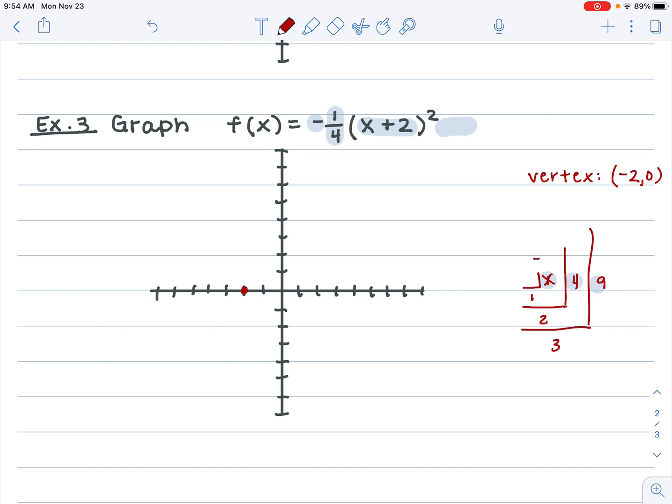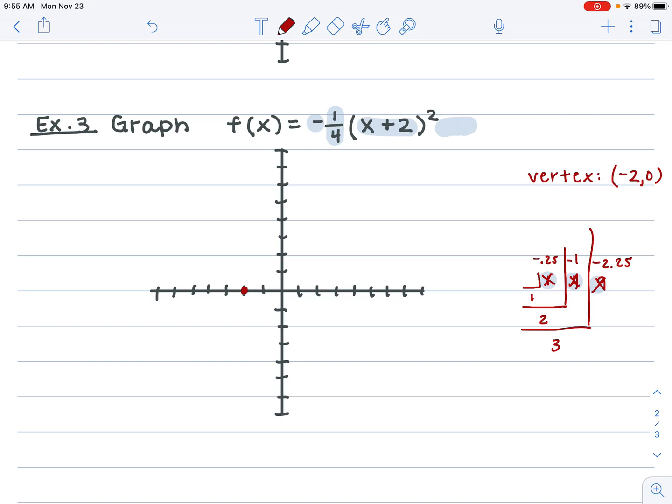We're going to be changing again these values, 1, 4, 9, by multiplying them by that negative 1/4. So 1 times negative 1/4 is negative 0.25, or negative 1/4. 4 times negative 1/4 is negative 1. And then 9 times negative 1/4 is negative 2.25. So we got some decimals here, so it's not going to be the prettiest graph ever, but we can maneuver our way there.